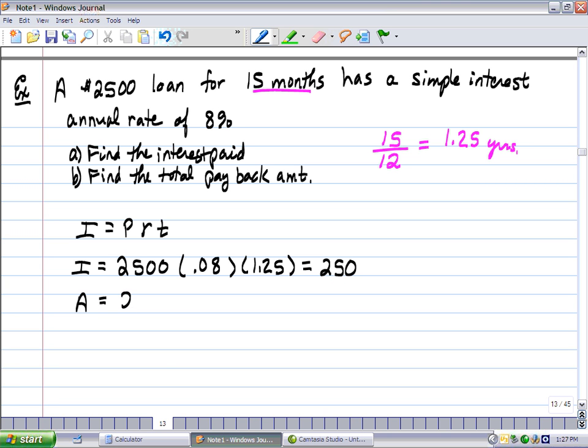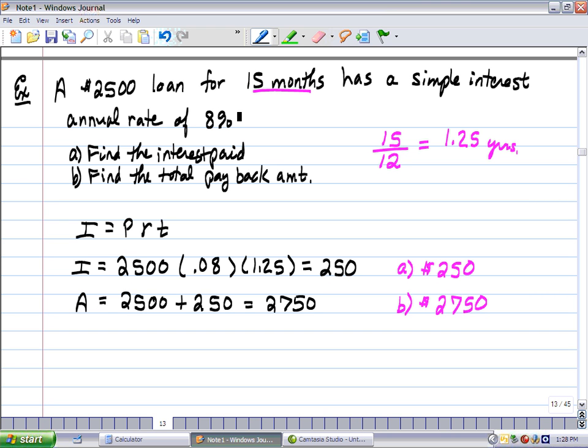So what's the amount to be paid back? 2,500 plus 250, which is 2,750. So A, the amount of interest paid, is $250. If I'm paying it to you, then that's the amount of interest that you earned if I borrowed the money from you. And the amount I would have to pay you back would be $2,750. So I paid $250 in interest for the privilege of the loan, and the person who loaned it to me gained $250 for loaning me the money.